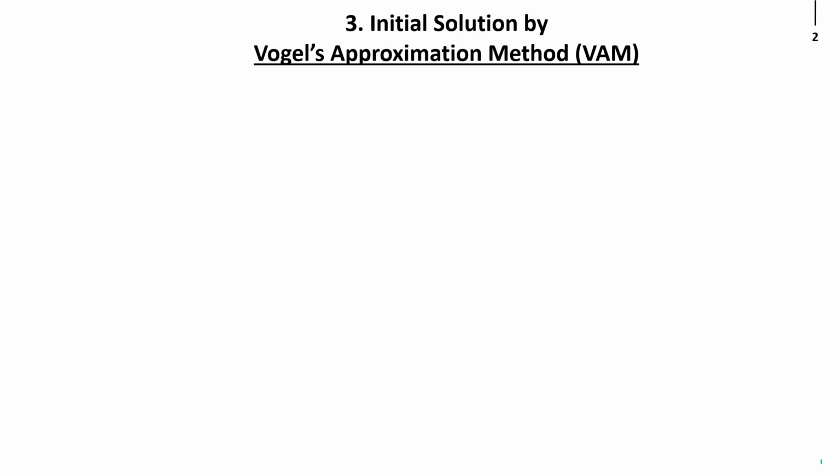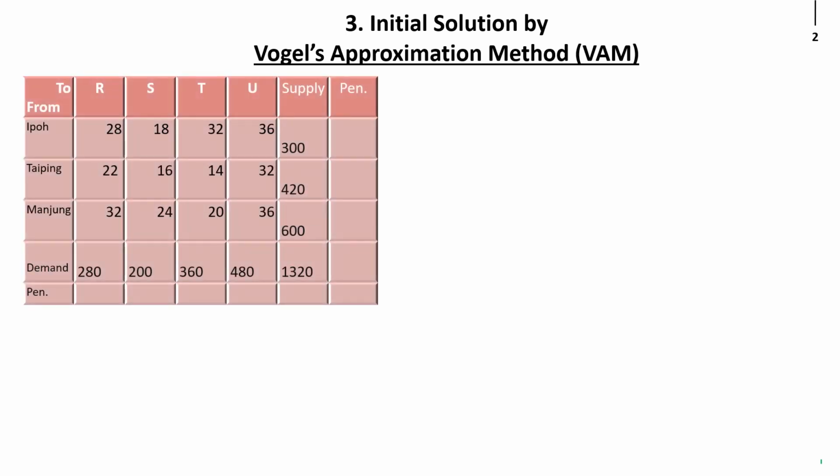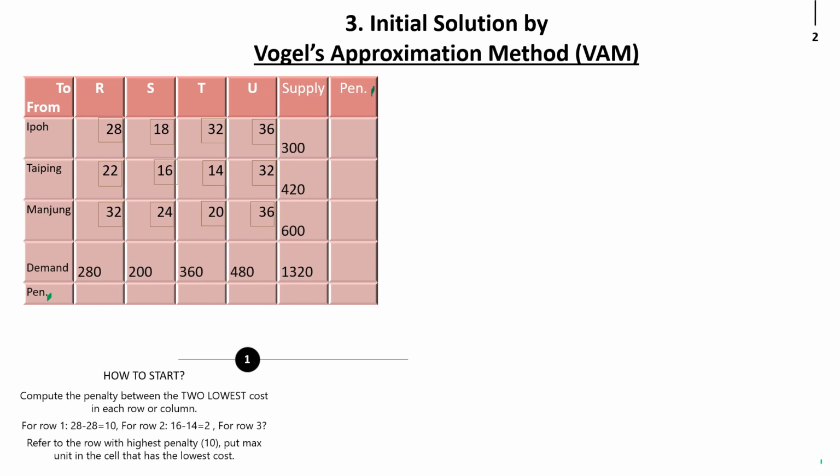The last method to find the minimum cost by using an initial solution is the Vogel approximation method. To apply this method, we need to add another column and row, which is called penalty. To start this method, we need to find the difference between the two lowest costs in each row and column.